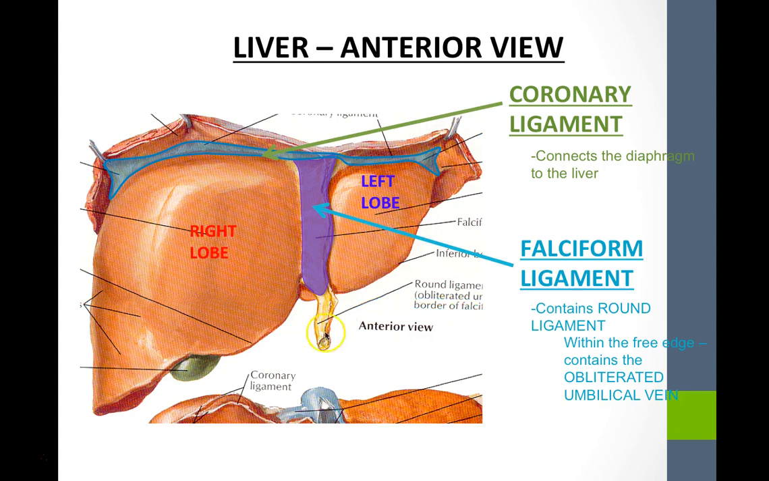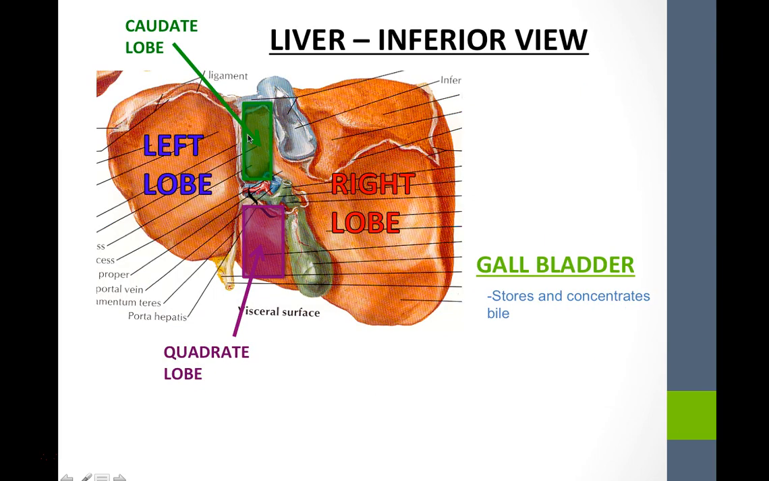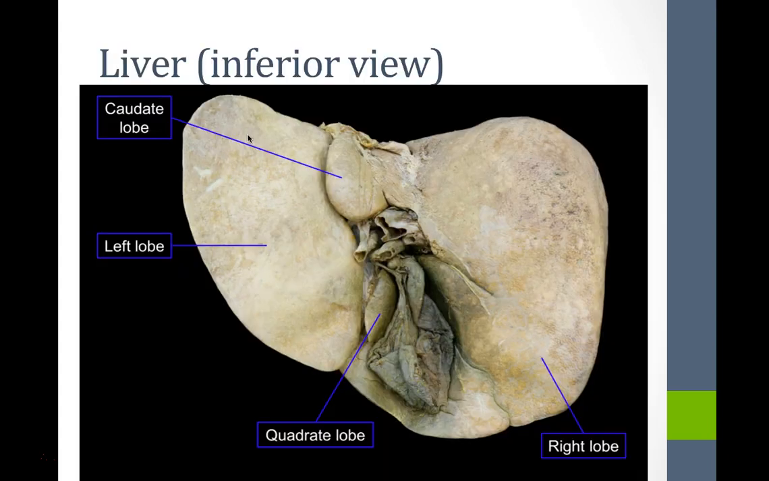So then over here, outlined in teal, on the superior aspect of the liver, we have the coronary ligament. Remember, coronary means crown, so this is kind of like the crown on top of the liver. And this is attaching the liver to the diaphragm. We can also see the gallbladder from the inferior aspect of the liver, sitting between the right lobe and the quadrate lobe. This gallbladder is going to store and concentrate the bile that the liver makes.